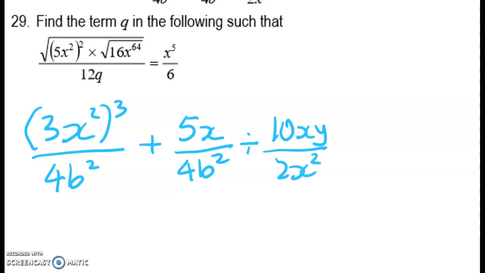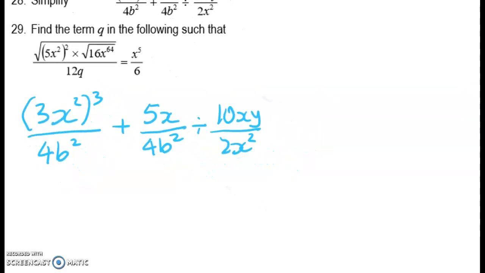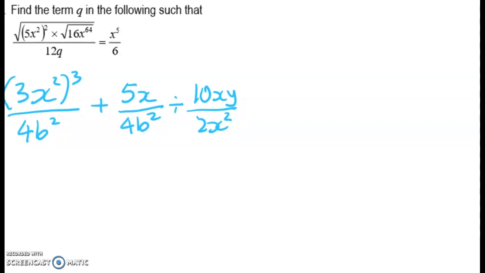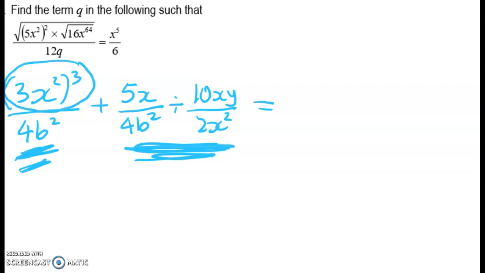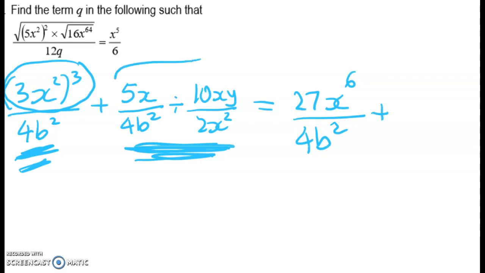So one thing we want to really avoid with questions like this is running arithmetic. The first thing I notice is that I've got this plus all of this. I need to deal with these two things separately. The first thing I'll do here is to sort out what I've got in the brackets. So 3 cubed is 27. I get 27x to the power of 6 over 4b squared. Plus, now I'm going to deal with this. It's going to take a few steps.